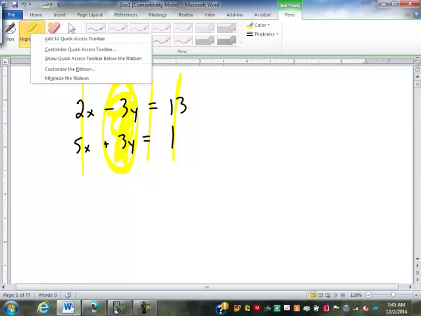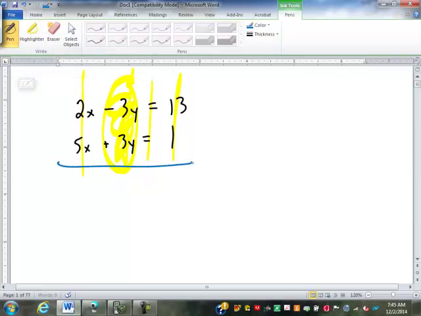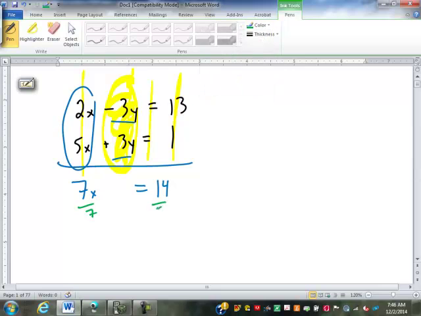So we'll go ahead and add our columns. 2x and 5x make 7x. Negative 3y and positive 3y cancel out. Equals, and then 13 and 1 make 14. So we have 7x equals 14. We're going to divide by 7. x equals 2. Now what do we do with that x equals 2?